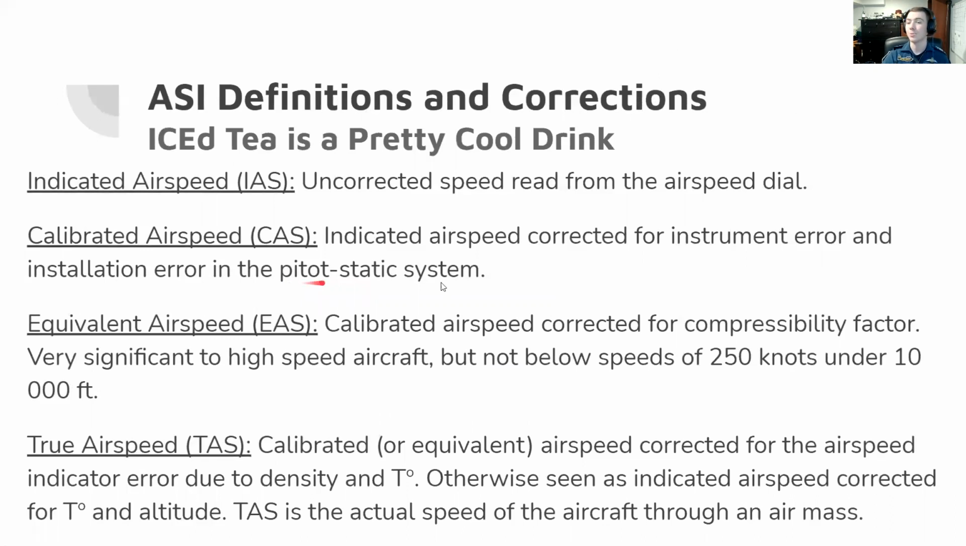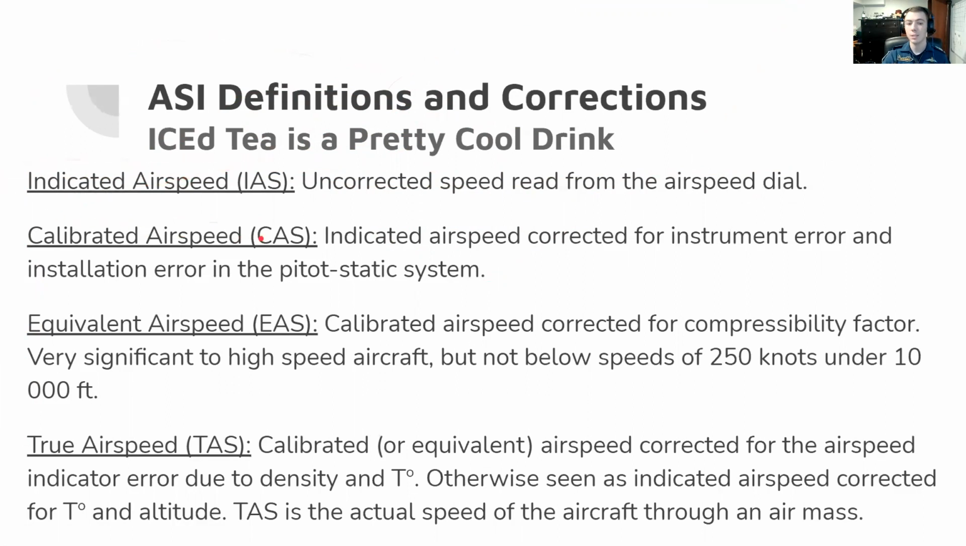All right, so I mentioned converting between different airspeeds. So this is how to go through this. An easy way to remember it is ICE-T, the pretty cool drink. It's just a mnemonic to help you remember. So this is directly what you read off. It's pretty straightforward. It is what's on the dial. It's the information you interpret.